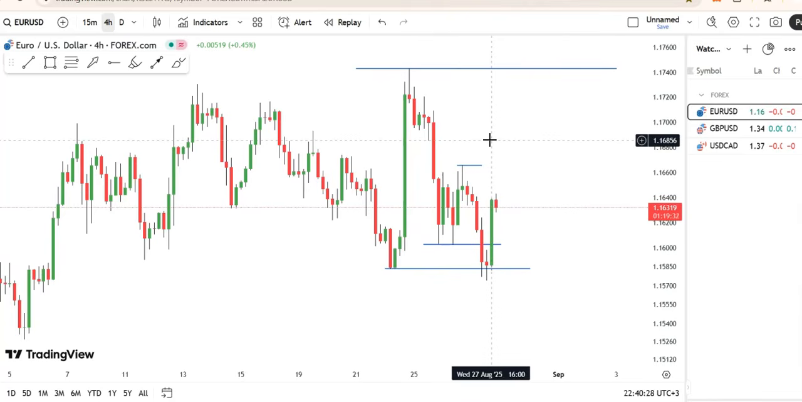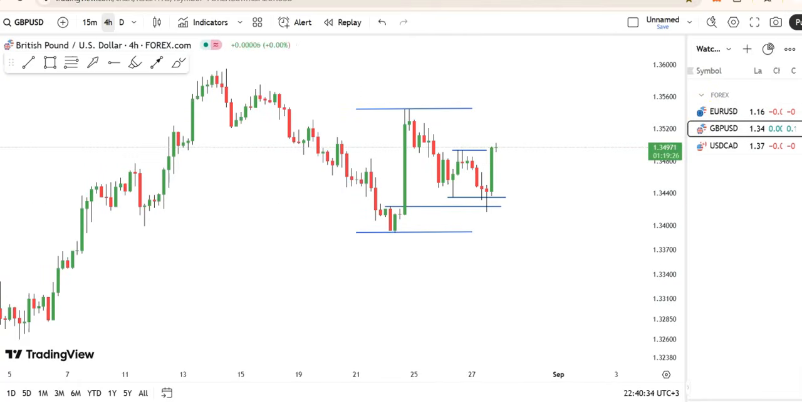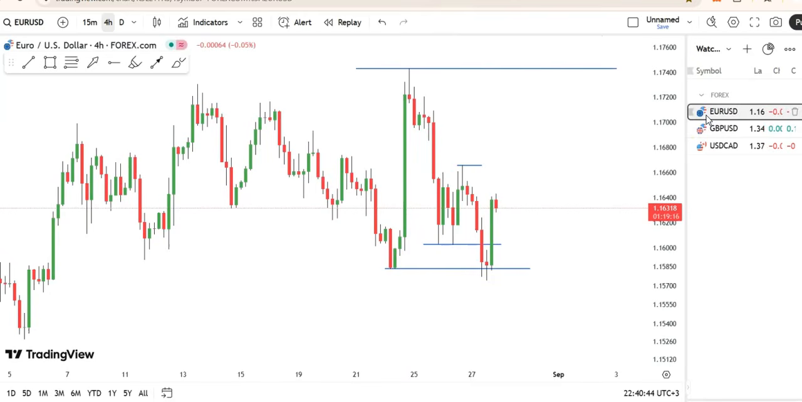Starting with the euro US dollar, that's where we had the first setup, and on the GBP US dollar we had two setups. So some of us took and traded just one pair, and some of you traded both pairs, and some of you traded the other one. And in this video we'll start first of all with the euro US dollar, the major pair.